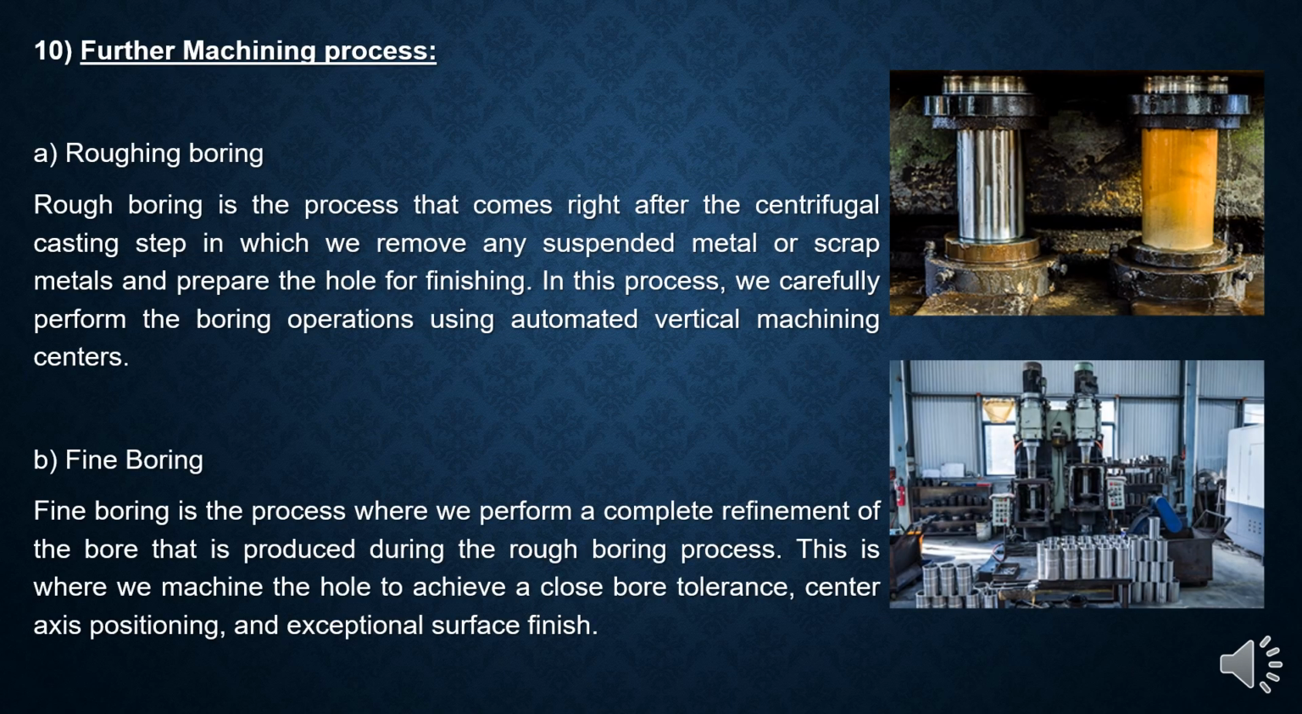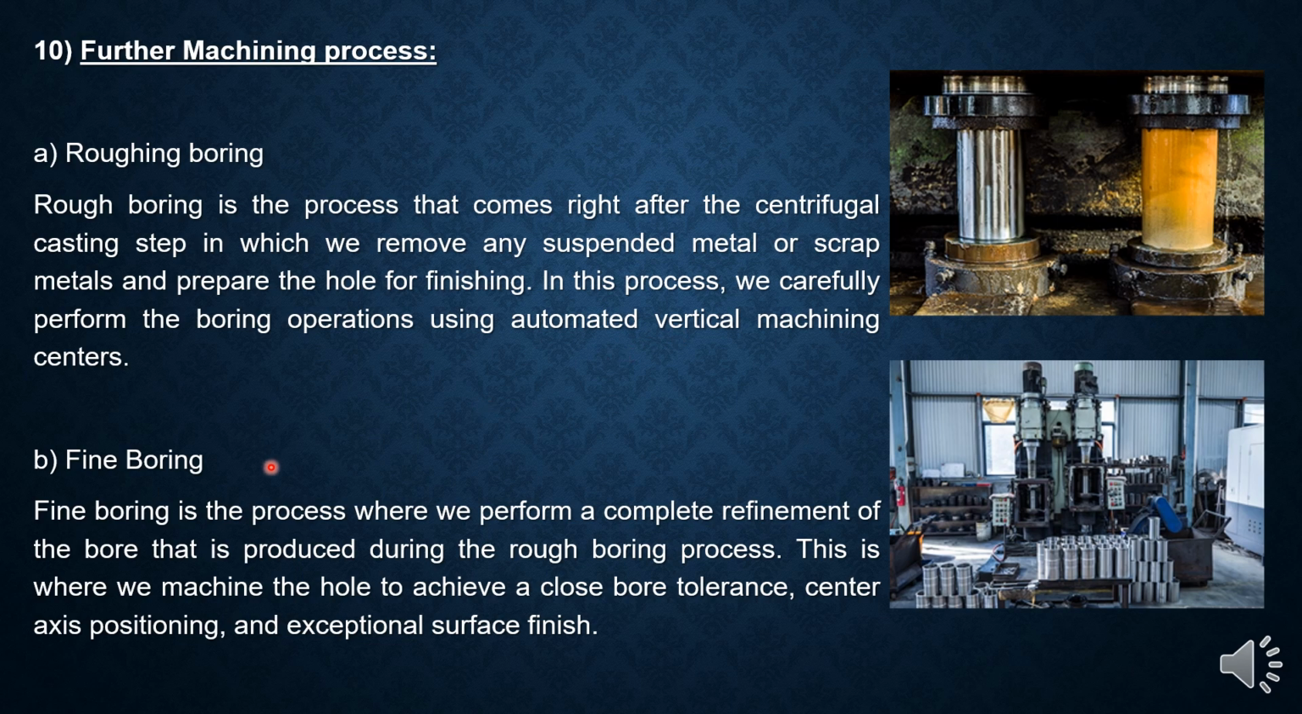So these are some of the further machining processes which are carried out on the casted part. So this is rough boring. Rough boring is the process that comes after centrifugal casting, in which any suspended metal or scrap metal is removed and the hole is prepared for finishing. It means the inside hole is properly finished in this rough boring process using automated vertical machining centers. So VMCs are used for rough boring.